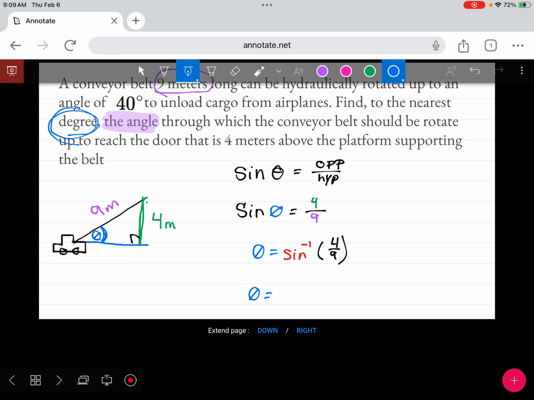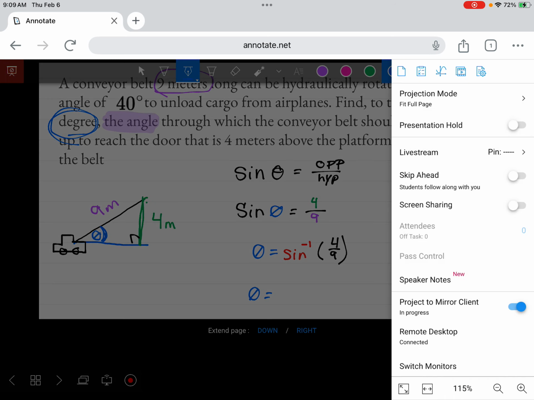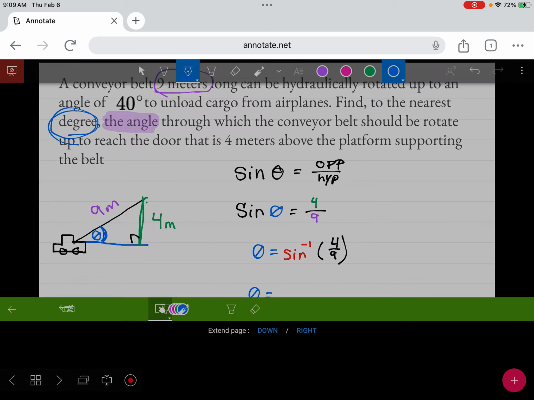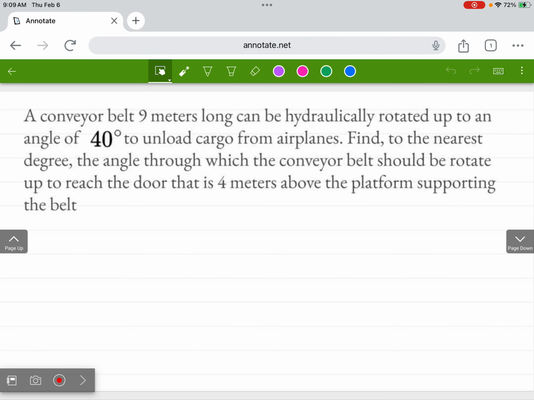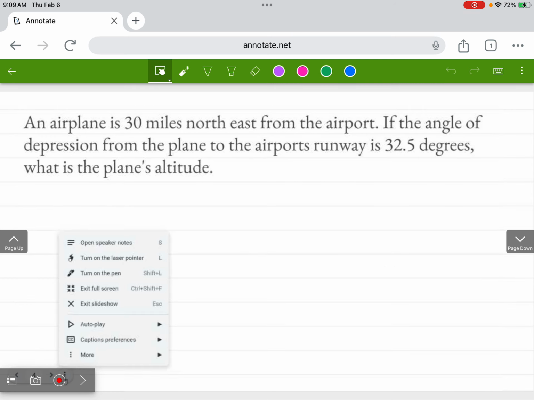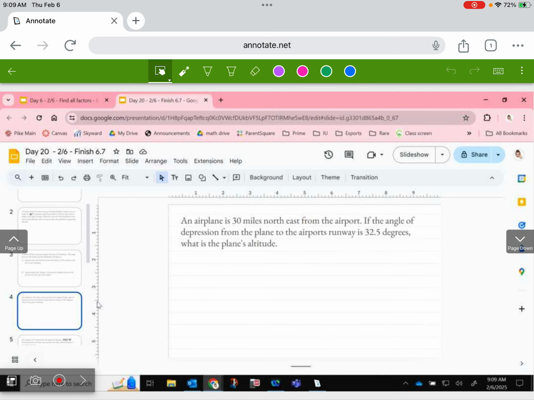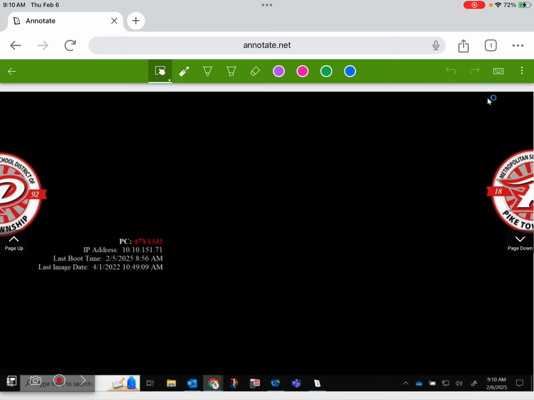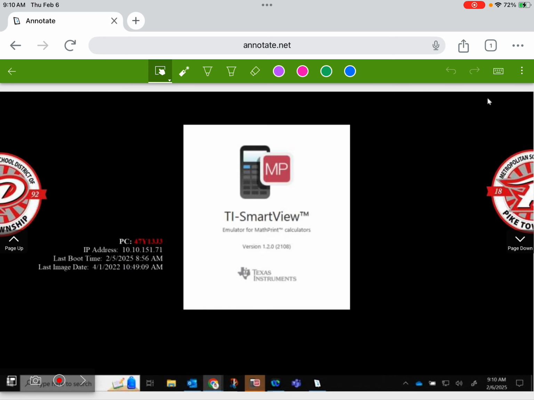So we need our calculator, which is going to look like I delete this. I promise I'm not. I'm just switching to the computer so I can get the calculator up. Okay. It's going to think for a second. There it goes.